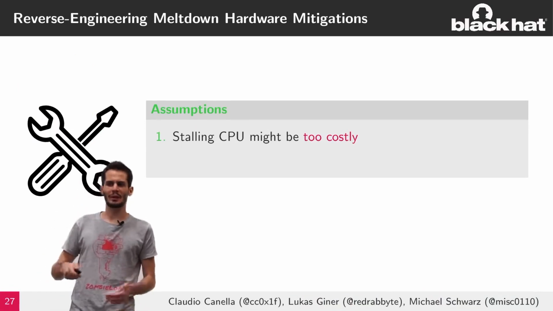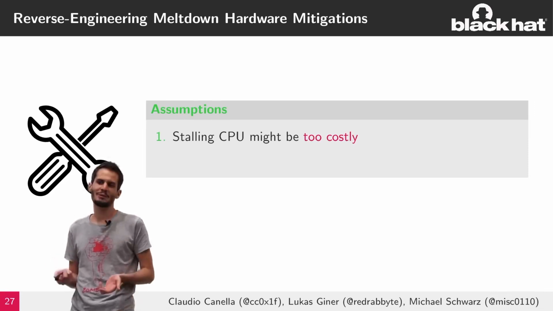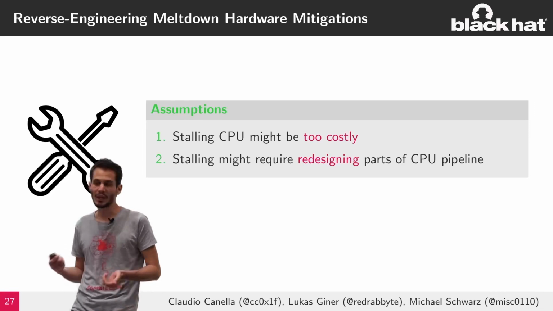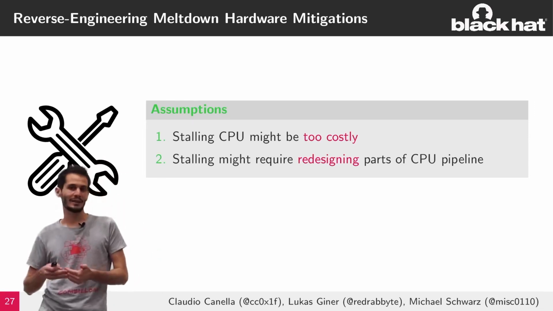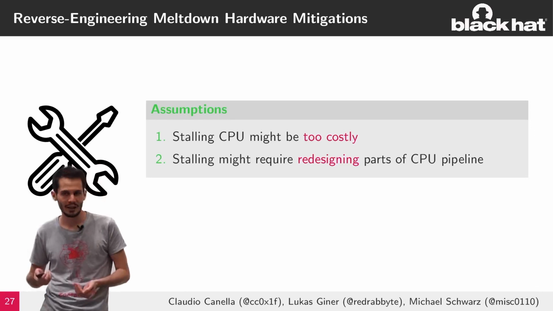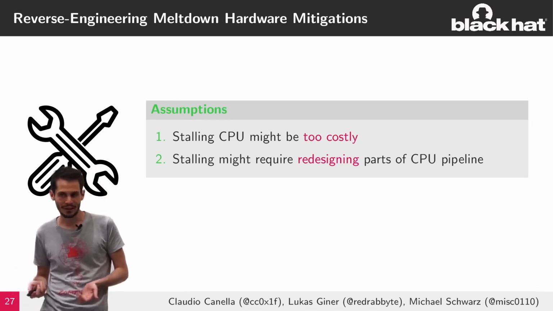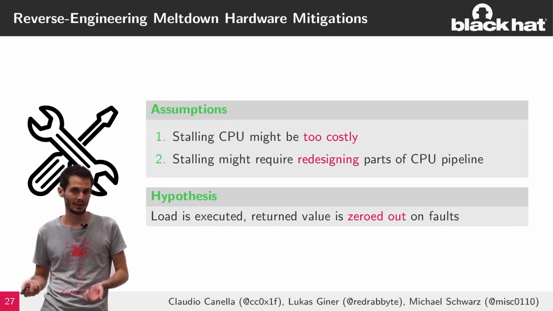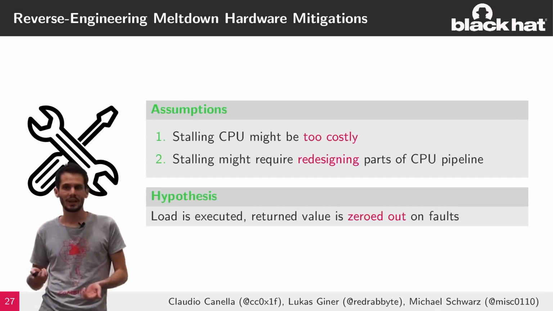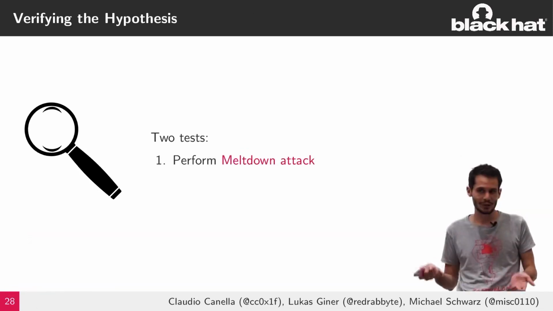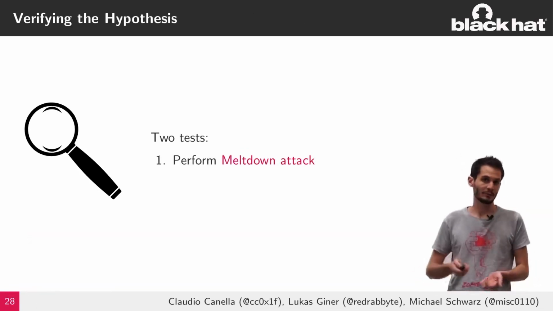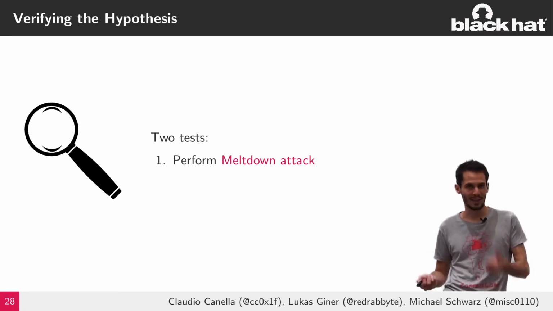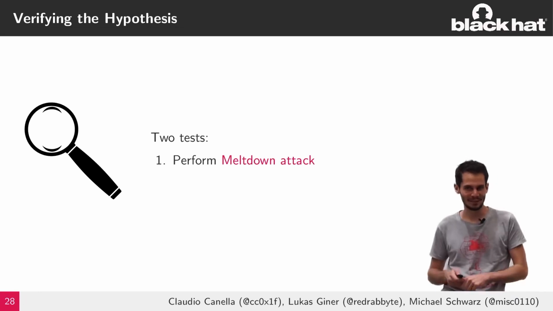Let's see. We make a few assumptions here. Stalling the CPU, we think, might be a bit costly, and it might also require some re-engineering of the pipeline. And we know that these mitigations were rolled out fairly quickly. So let's make a guess: data is just zeroed out on a load if that load faults, but the load still happens. We can test this hypothesis. First, we just do Meltdown, and Meltdown, unsurprisingly, on mitigated CPUs now returns 0 and not the data anymore. So that's good. Mission accomplished, right?